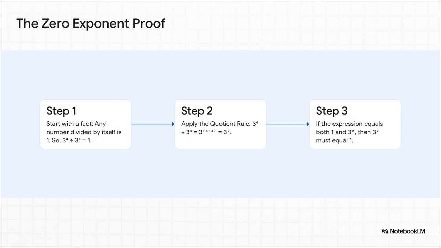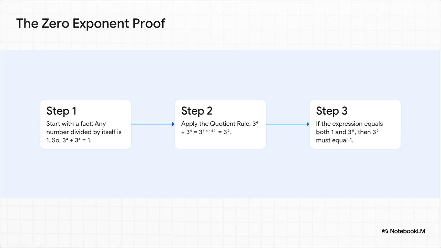Step 1, start with something we absolutely know is true. Any number divided by itself is 1. So 3 to the 4th divided by 3 to the 4th has to be 1. We're all good there. Step 2, now let's take that exact same problem and apply the quotient rule we just learned. We subtract the exponents, right? 4 minus 4 gives us 0. So we get 3 to the power of 0.